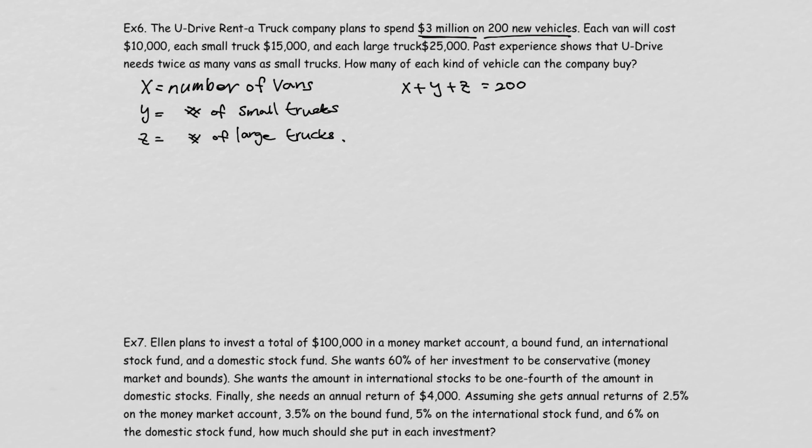And then the amount. In order to find how much we're going to spend on each type, we're going to multiply the price with the number of vehicles, right? So we will say 10,000 times x plus 15,000 times y plus 25,000 times z should give you 3 million.